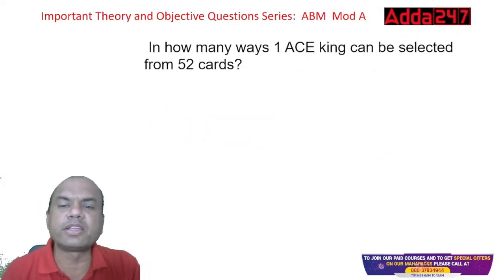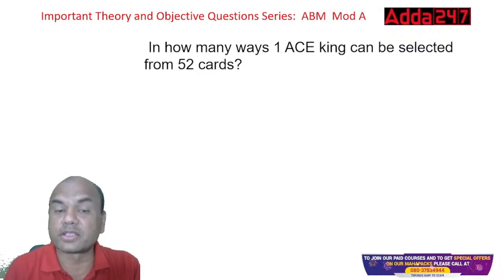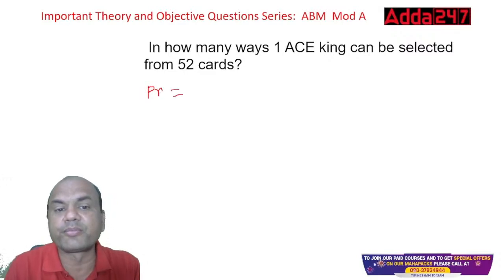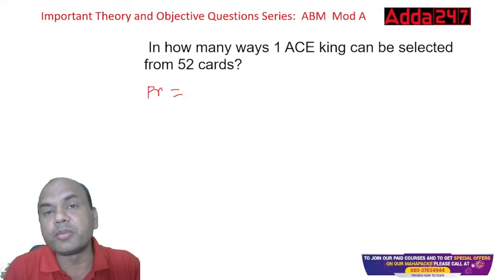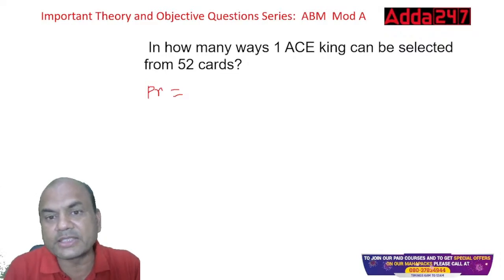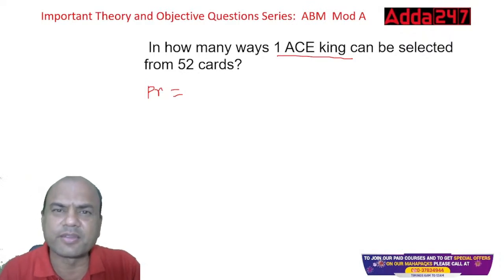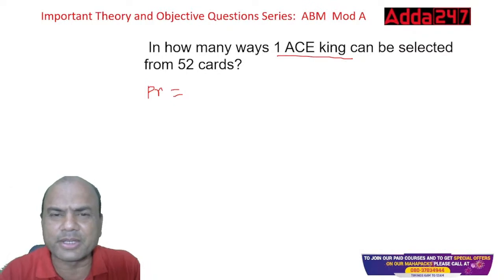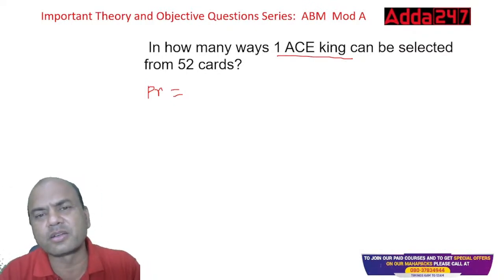In how many ways can one ace king be selected from 52 cards? Now the question is changing. Probability equals required upon total. What is required now? One ace king. How many ace kings are there in the pack? There are 4 types of cards, right? Spade, heart, and what is the next one? Type in the comment section, everyone. Diamond is the third one.